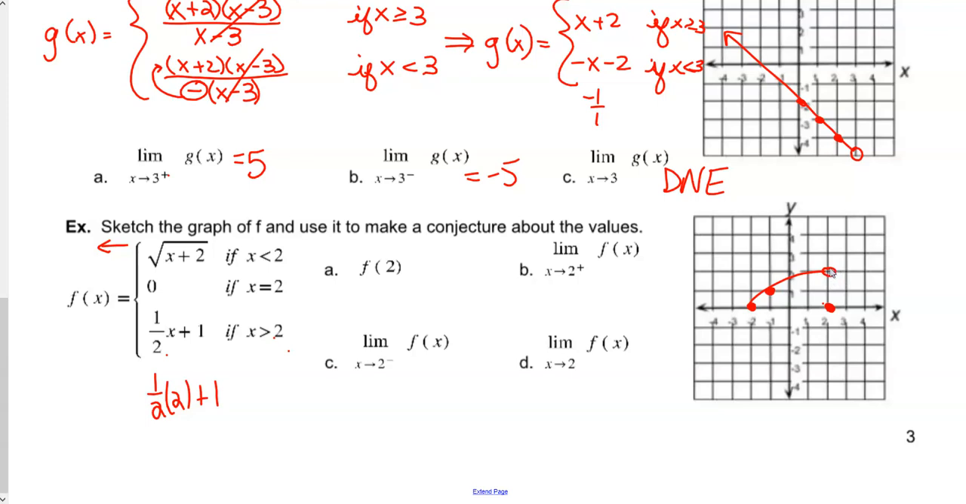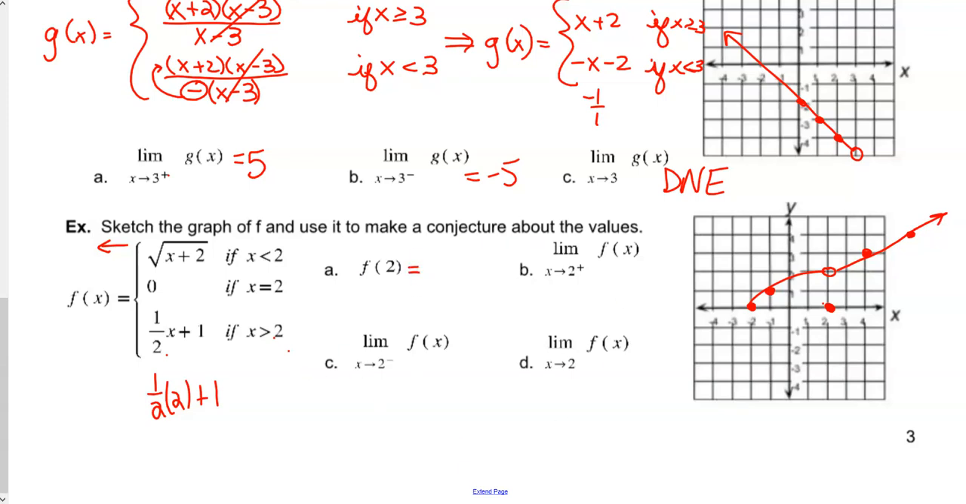The slope is 1/2, so I can go up 1 and over 2. I can go up 1 again and over 2, which would be about there, and I can construct that line to go off into infinity. So this is the graph that we have in this situation, a piecewise function, and now we have 4 things that we need to find.